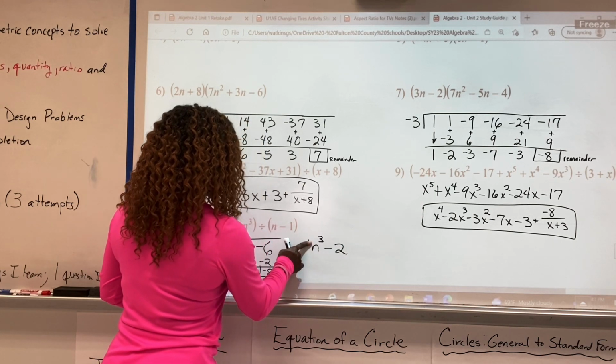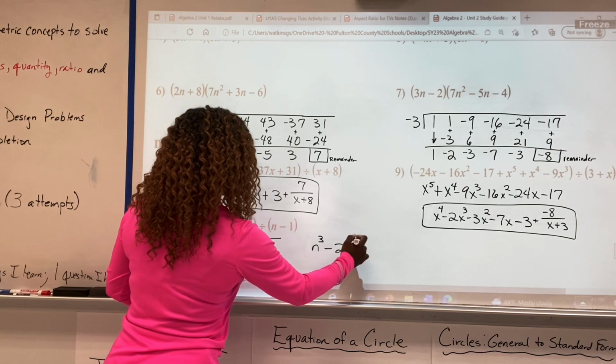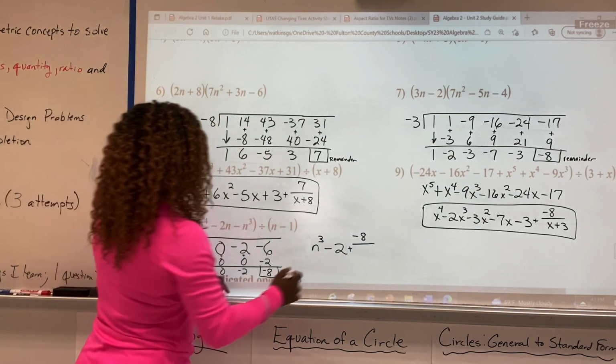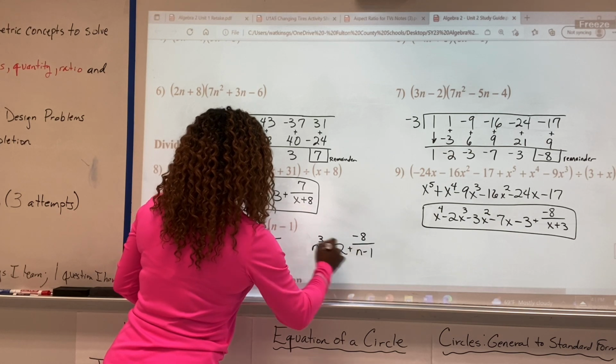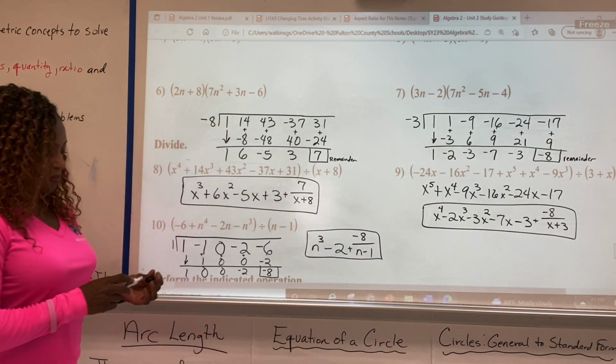I'm going to take this off, and I'm still going to write my remainder as plus the remainder of negative 8 over my divisor of n minus 1. And this is the solution for number 10.